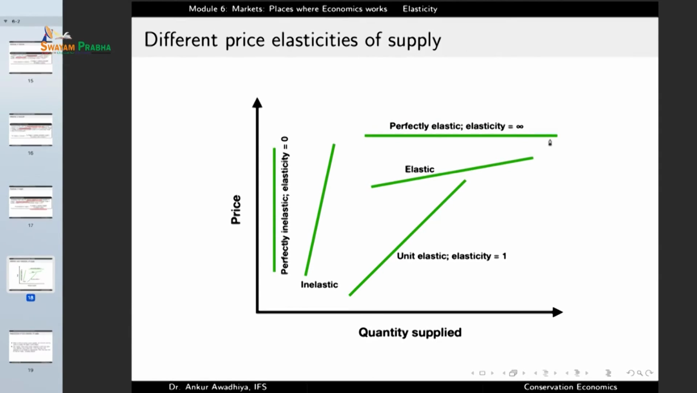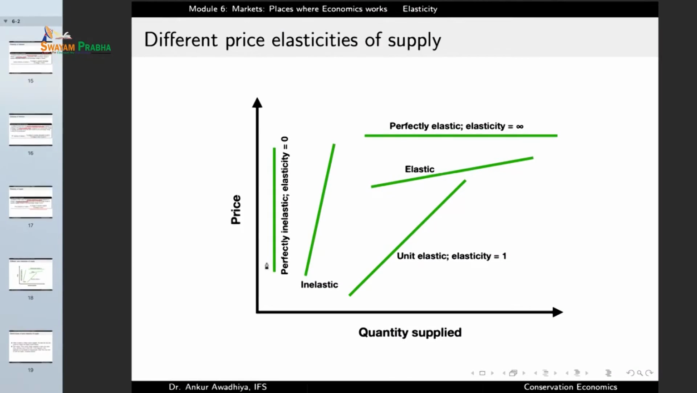Now, as we had seen in the case of the demand curves, when there is an inelastic supply, we can remember it by remembering that the word inelastic begins with the letter I, and I is roughly vertical. So, if you have a curve that is roughly vertical, then it is an inelastic supply. If you have a curve that is roughly horizontal, then it is an elastic supply.